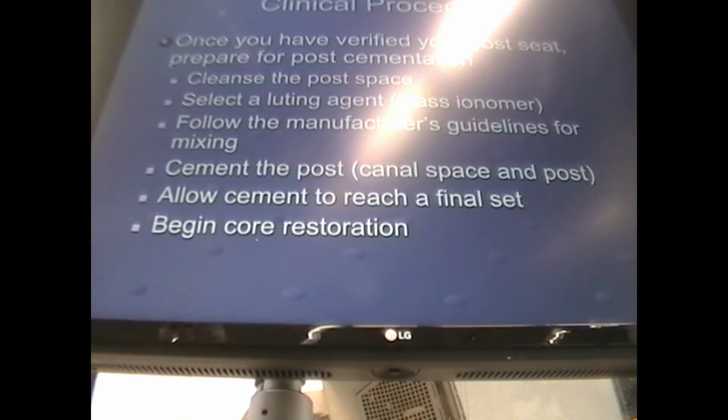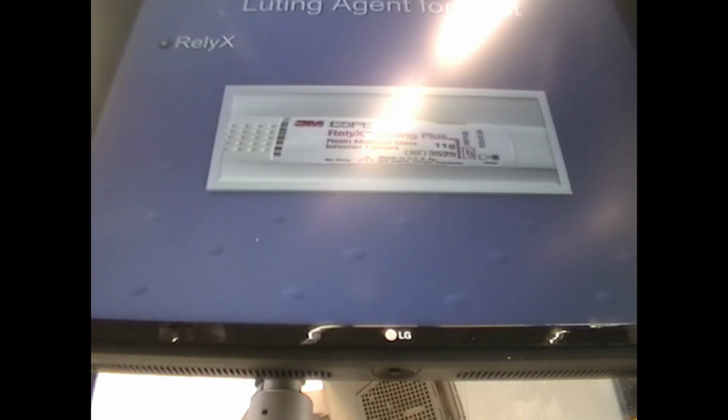Once you've verified your post seat, prepare for post cementation. You will not be cementing posts in this class. Dr. Graves said you'll only be placing the post and doing a composite core buildup on top of the post. So you cleanse the post space, select diluting agent, glass ionomer cement, and always follow the manufacturer's guidelines. Cement the post, allow the cement to reach a final set, and then you begin the core restoration. Okay. 3M Reliance does a modified glass ionomer cement. It's recommended.